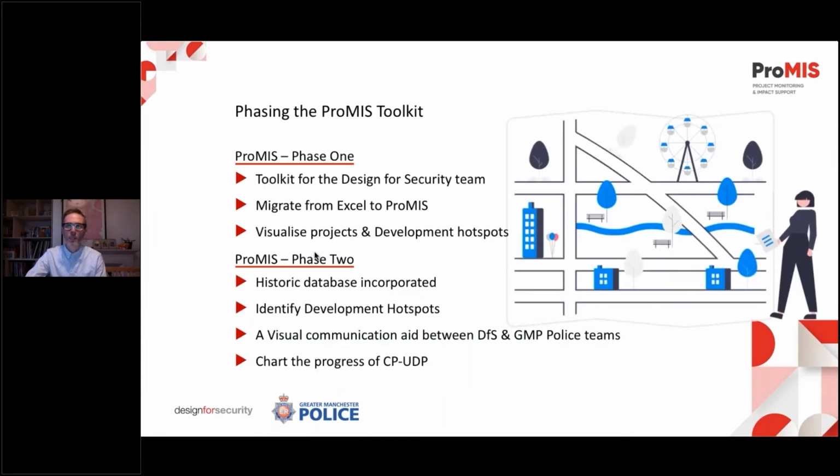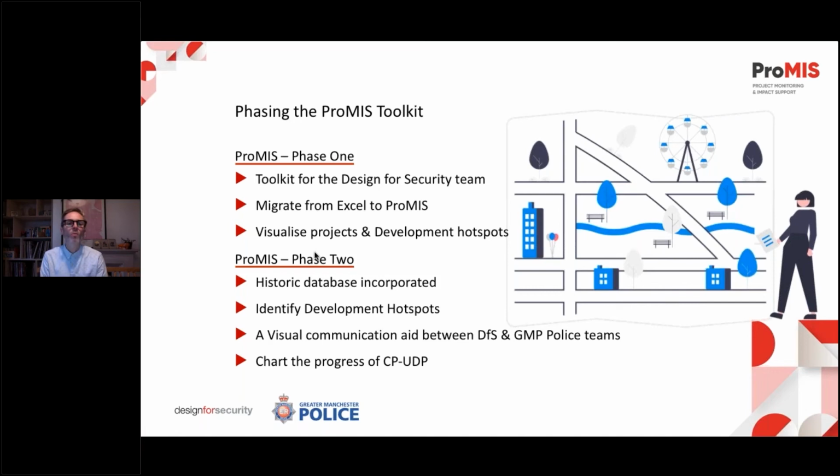So it's estimated that the ProMIS toolkit will hopefully be delivered across 2 phases. Phase 1 will ultimately be used for and by the Design for Security team, which will help us migrate from the Excel spreadsheet to this ProMIS toolkit. And we'll be able to visualize these projects and identify where development hotspots are taking place.